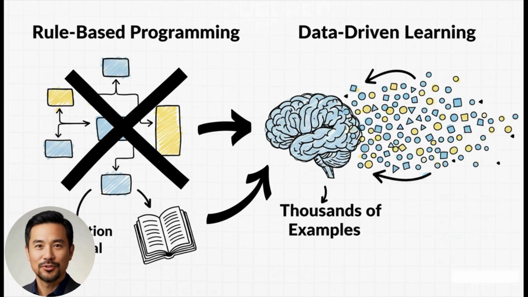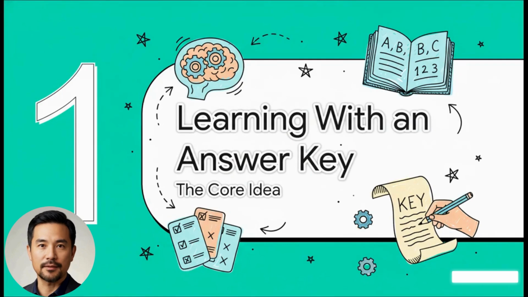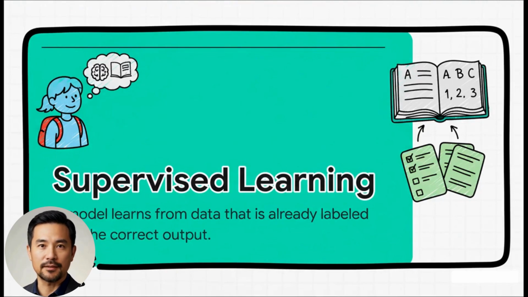You show it thousands and thousands of examples, and you let it figure out the patterns for itself. But, and this is the important part, it needs a little bit of help. And that help, well, that's the whole idea behind supervised learning. The best way to think about it is this: you're not just giving a student a textbook to study. You're giving them the textbook and the complete answer key right alongside. So here's the official definition.